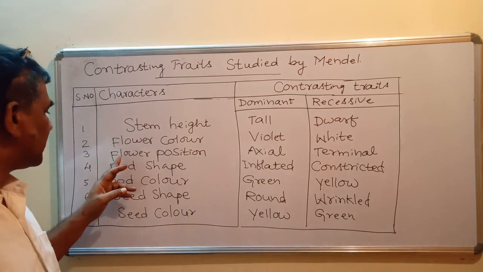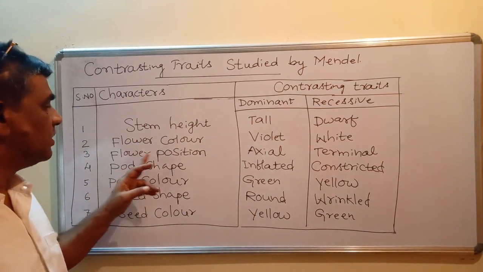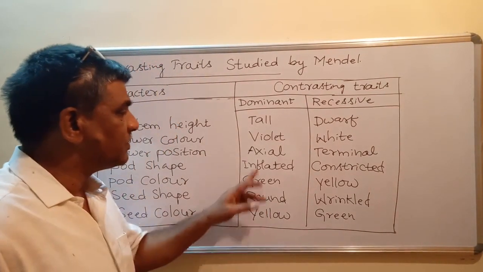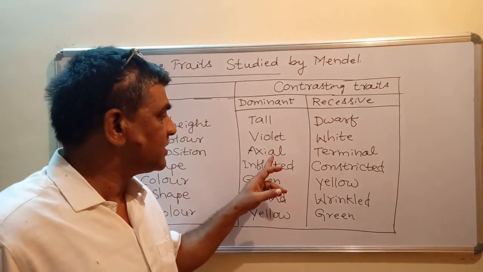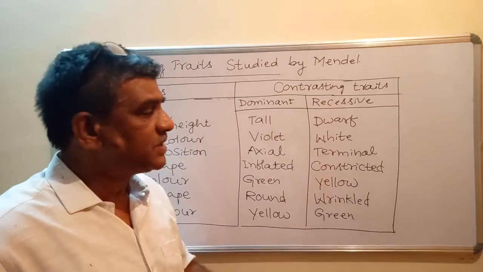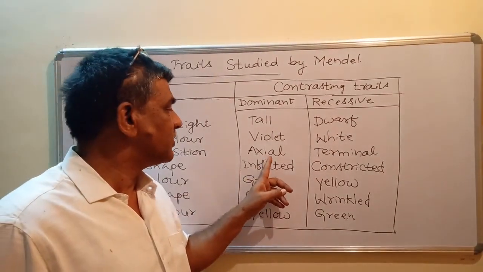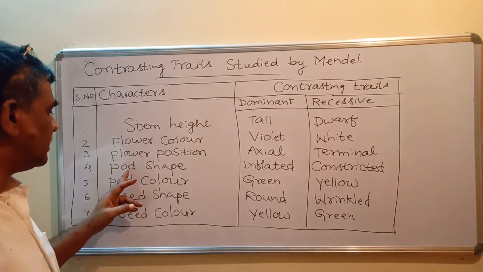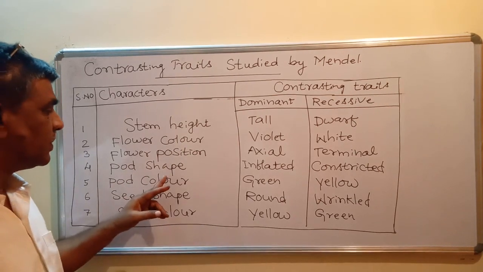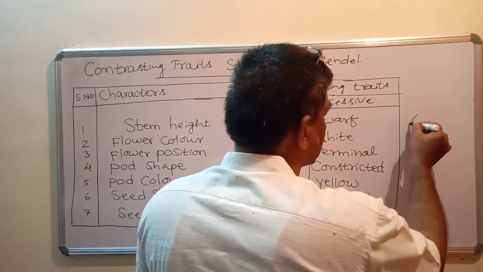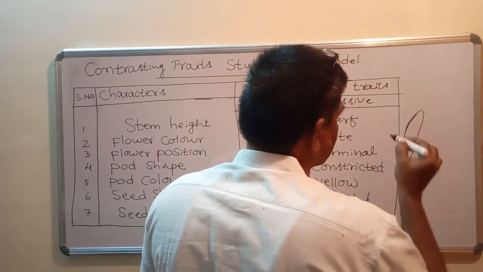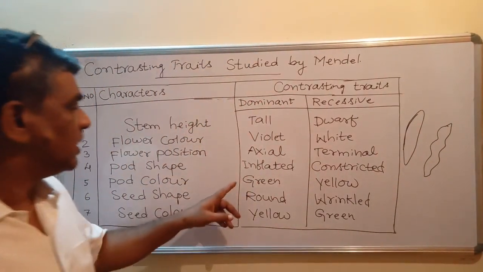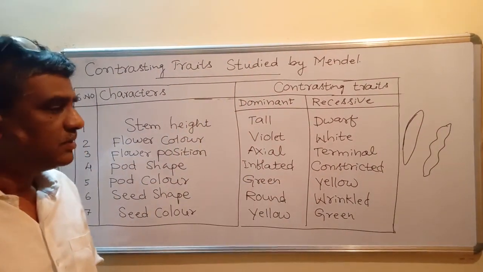Another characteristic, the third characteristic Mendel studied in the garden pea plant, is flower position. Some of the flowers develop from the axillary region and those flowers are called axillary flowers, and other flowers which are produced at the tip are called terminal flowers. Axillary flowers are dominant over the terminal flowers. The fourth contrasting characteristic which Mendel studied is the shape of the pod. Some of the pods are flat, which is known as inflated, and some of the pods were constricted. Inflated is dominant and constricted is recessive.